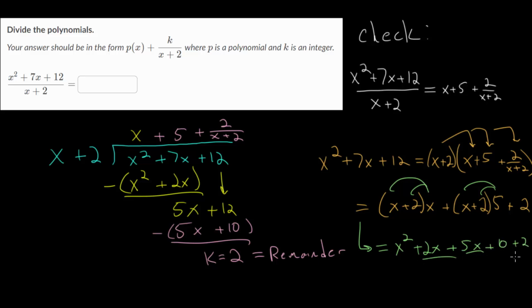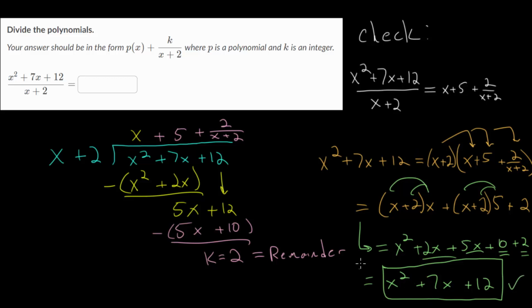So combining like terms, we get x squared plus 7x plus 12, which is exactly what we were hoping to get, since notice we were basically trying to see if these were equal, and since we got back the same quadratic on the left and the right, we now know for sure that this is the correct answer. So we can put this into our box up top. So our final answer is x plus 5 plus 2 divided by x plus 2.